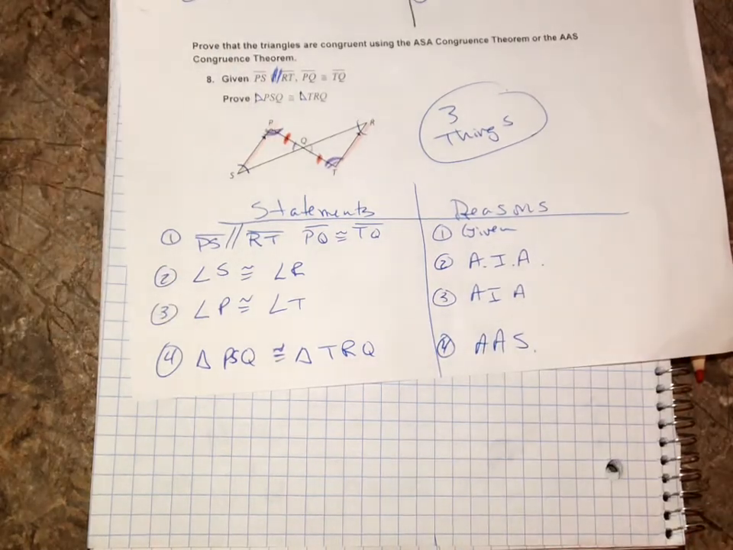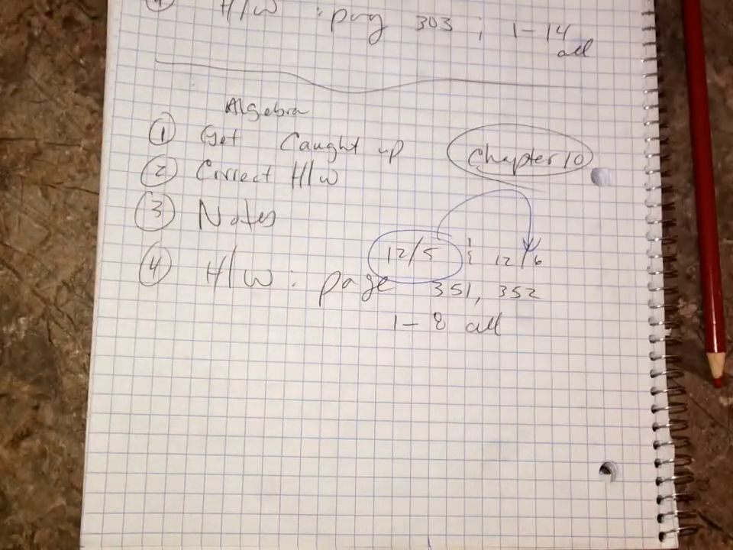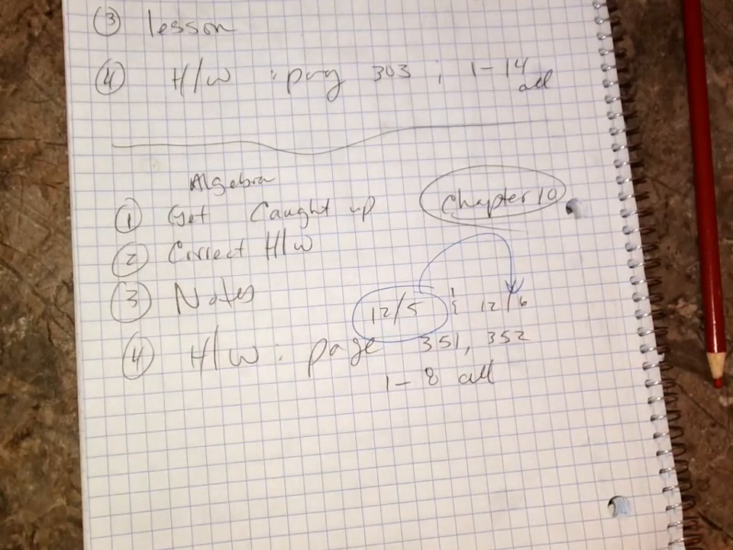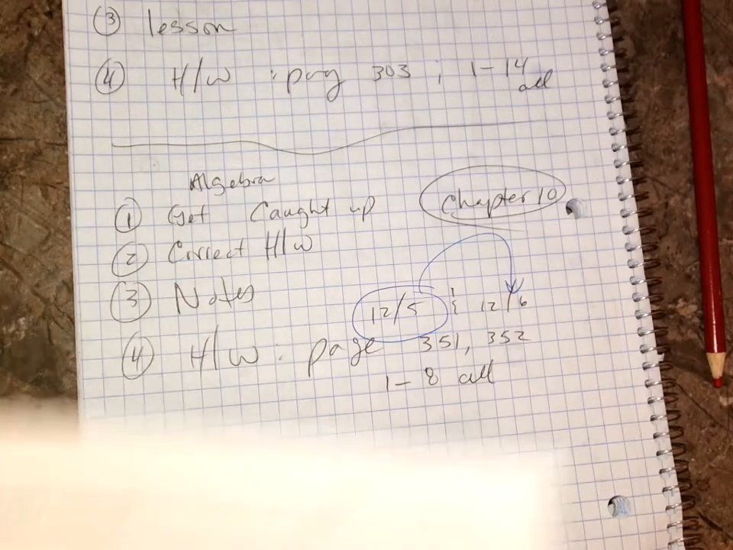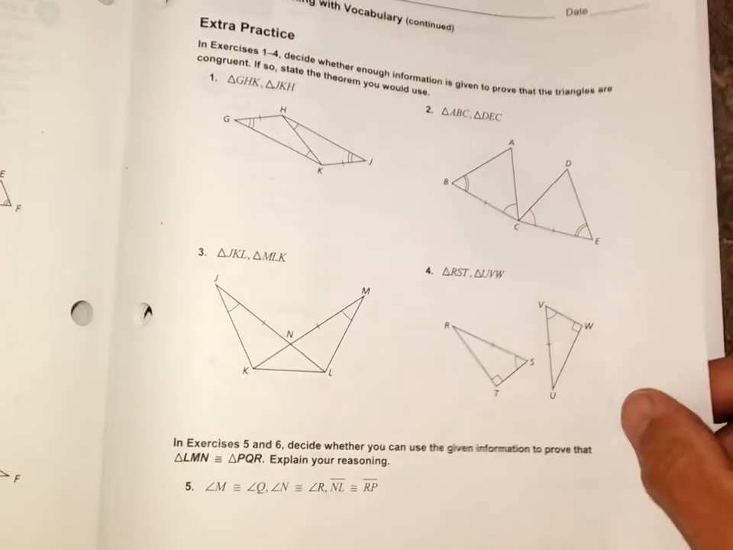Okay, those are proofs. Again, I'm not going to put those on the test, but I want you to look at them. So homework today: page 351, 352, 1 through 8 all. There are a couple of proofs. I want you to just try them. Do your best. If they're not perfect, it's okay. It won't be the end of the world. But for numbers 1 through 4, you just have to say what theorem makes them congruent or doesn't make them congruent.